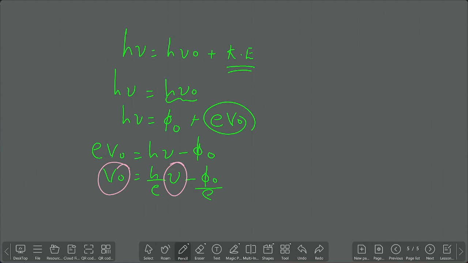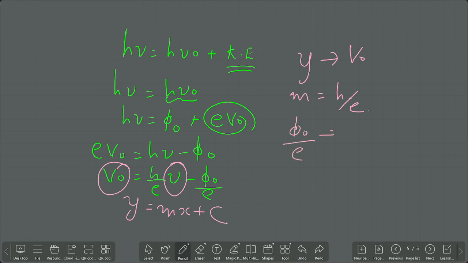of incident radiation. And this is similar to what? Lot of information is there which is from the exam point of view. So listen to me. This is like y equal to mx plus c. This is of the form of the equation of a straight line. So compare this equation: in place of y we have V0, in place of slope m we have h by e, and in place of intercept, phi 0 by e, which is an intercept with a minus.